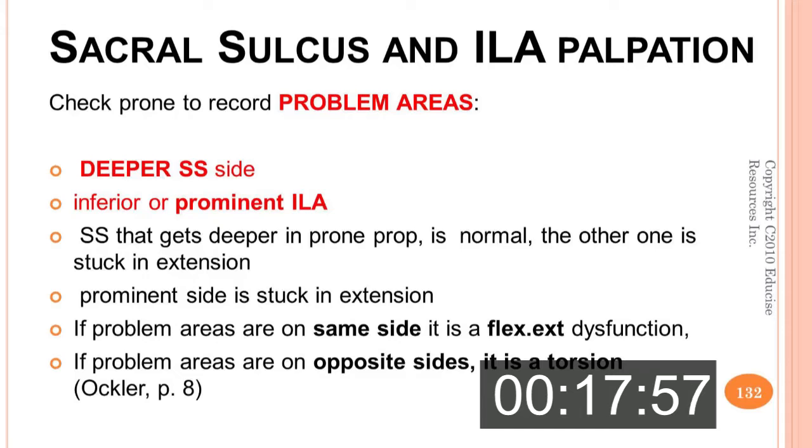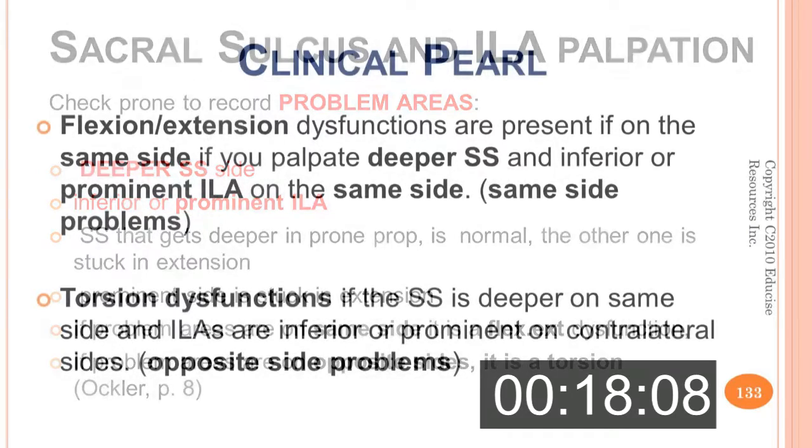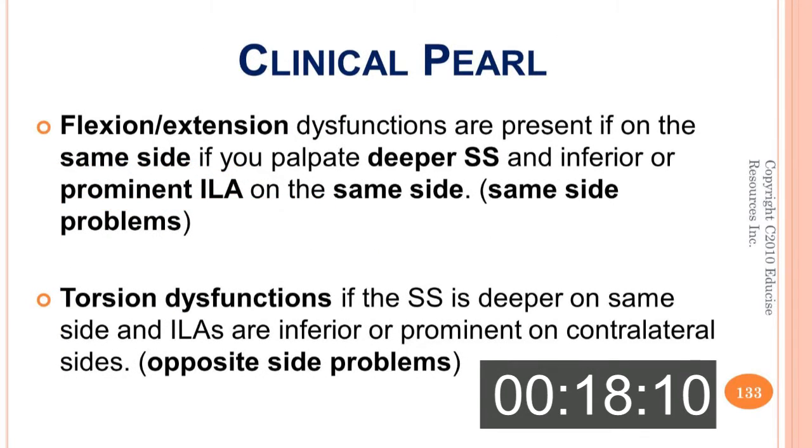So this kind of gives you your diagnosis in a single slide. And then you can decide, is it a right or a left? So try to get this in your head first. Keep that available for yourself. Okay, so clinical pearl, same thing again: flexion extension dysfunctions are present if you find the target red flags on the same side. If it's on the opposite side, that sacrum is torsioning, side bending and rotation together. Torsions are very, very common. It's most common for people to have forward sacral torsions.